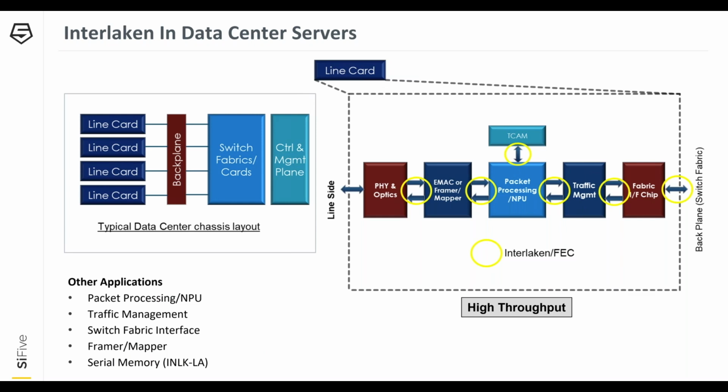Here, we want to show how extensively Interlaken is used in server and line cards. On the left is a typical data center chassis with a bunch of line cards and backplane connecting to switch and fabric cards. On the right, we have zoomed in to one of the line cards. As you can see, Interlaken has found its place connecting NPUs, traffic managers, switch fabric units, all of them requiring high throughput. Interlaken provides high throughput for all these connections. Below there are a bunch of other applications that can be used in enterprise networking.